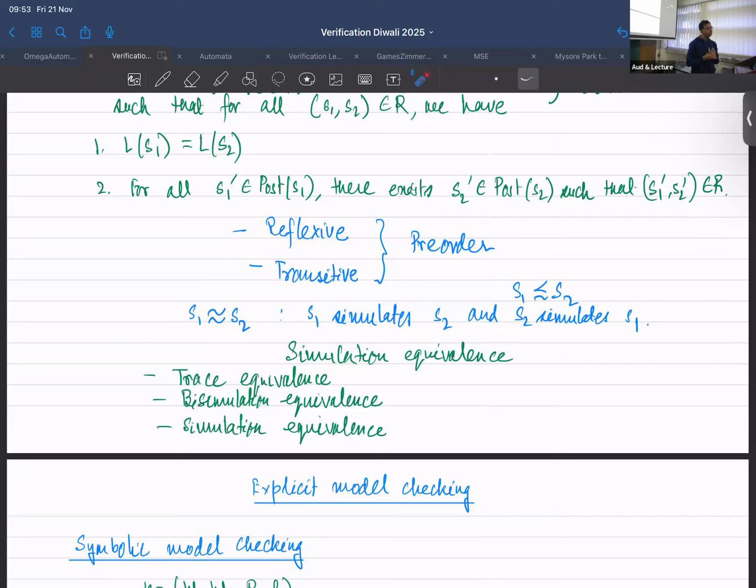What about the other way around? If they're simulation equivalent, are they going to be bisimilar? Seems like they may not be, right? So what should be the next thing you think of? You want to give an example? Something that is simulation equivalent but not bisimilar, right?